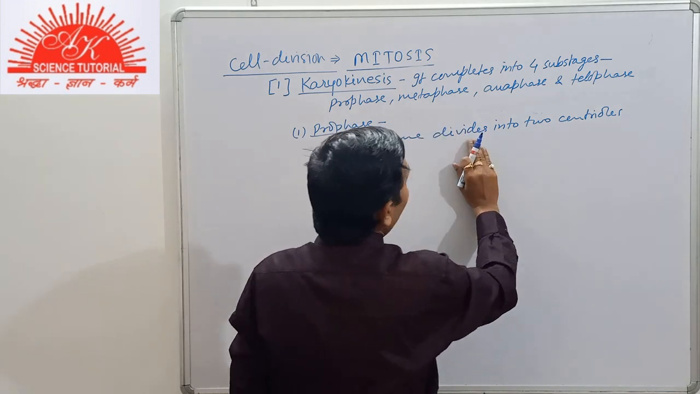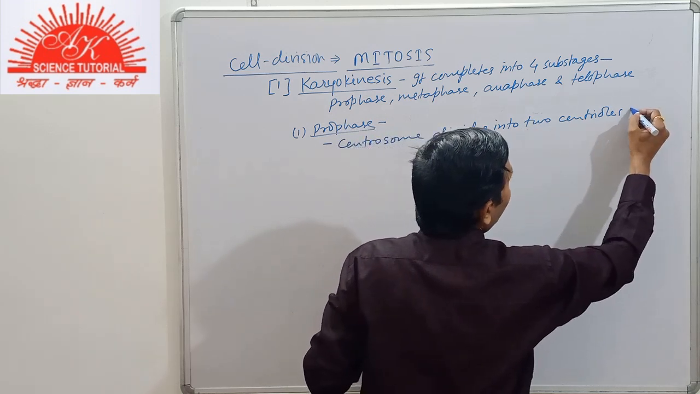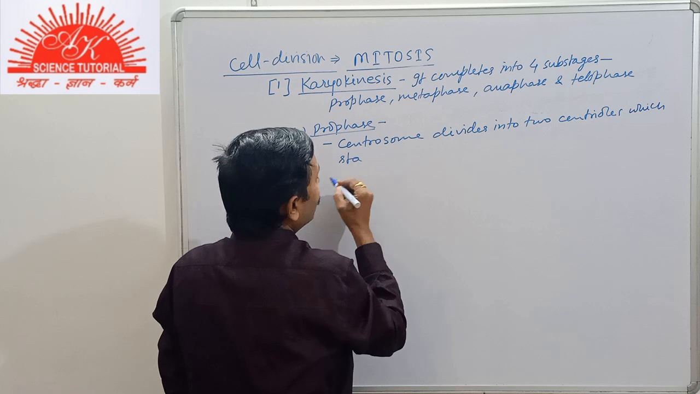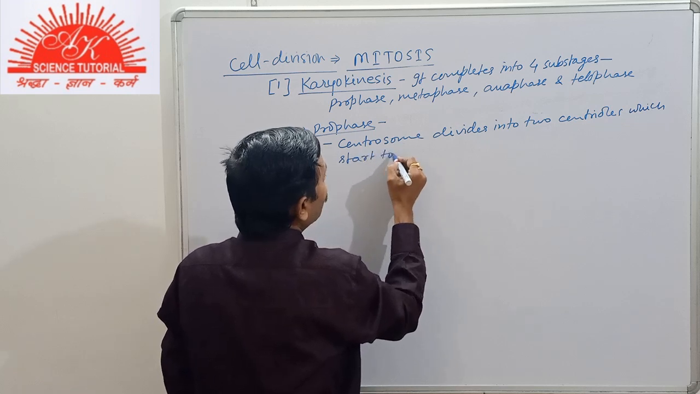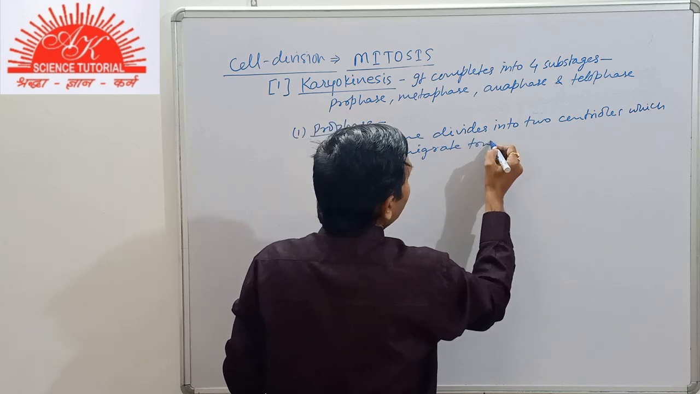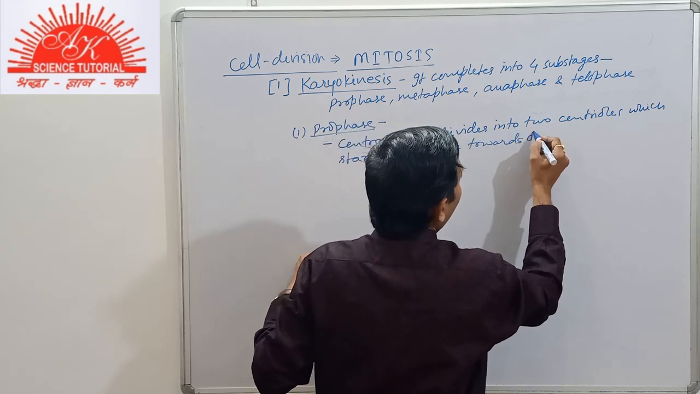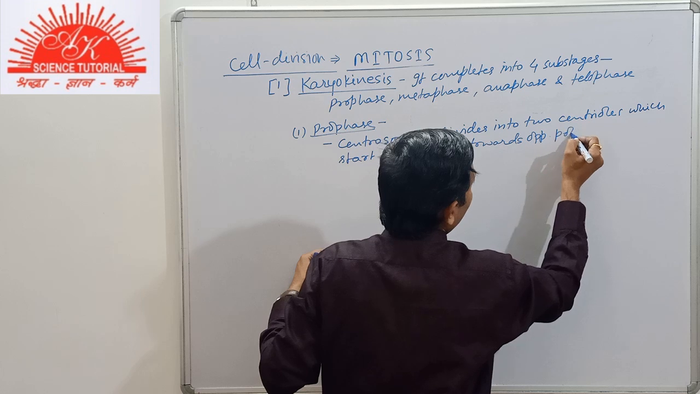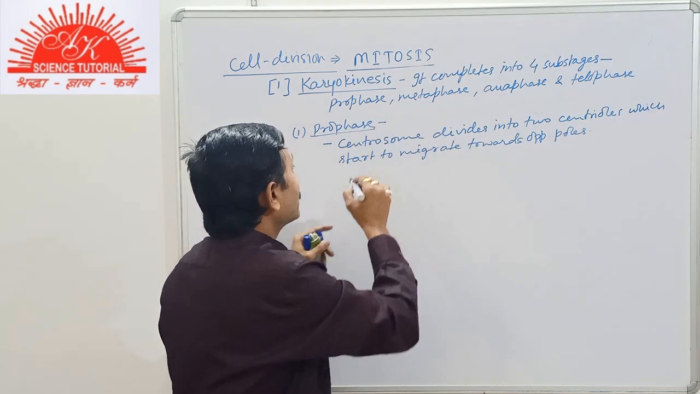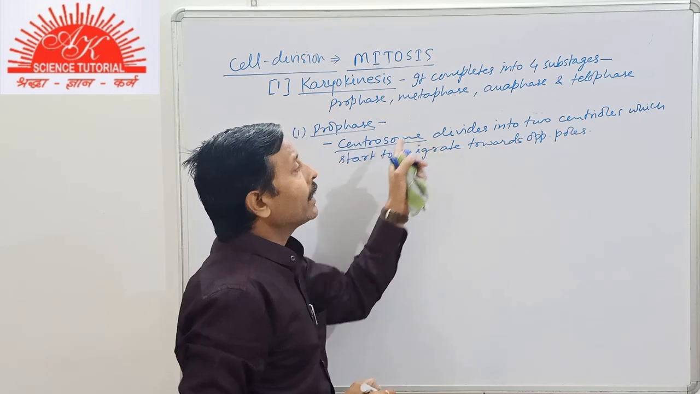So the centrosome divides into two centrioles which start to migrate towards opposite poles. This is the beginning. This is why we say the centrosome initiates cell division.